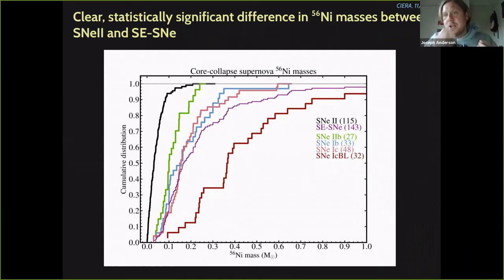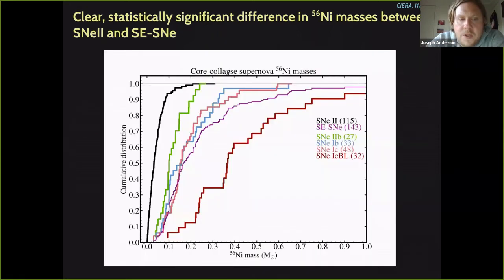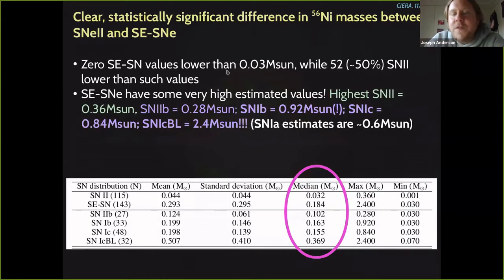So the amount of nickel that you can really produce is quite constrained, and some of these values seem crazy high here on the right-hand side. This is summarized here. I'll try not to repeat myself too much, but there are clear statistically significant differences. There are no stripped envelope supernovae with these lower values at the bottom left, whereas 50% of the type 2s have values lower than 0.03. And these crazy high values just seem way too high in terms of our understanding of how nickel is produced in core collapse supernovae, and also when you compare to 1As.